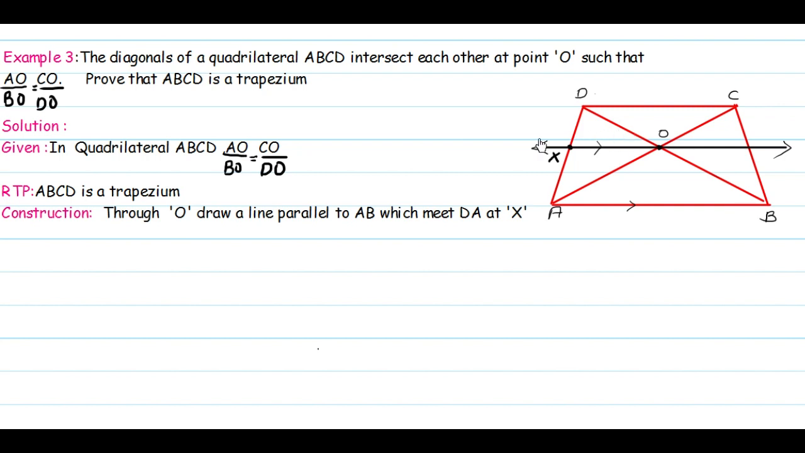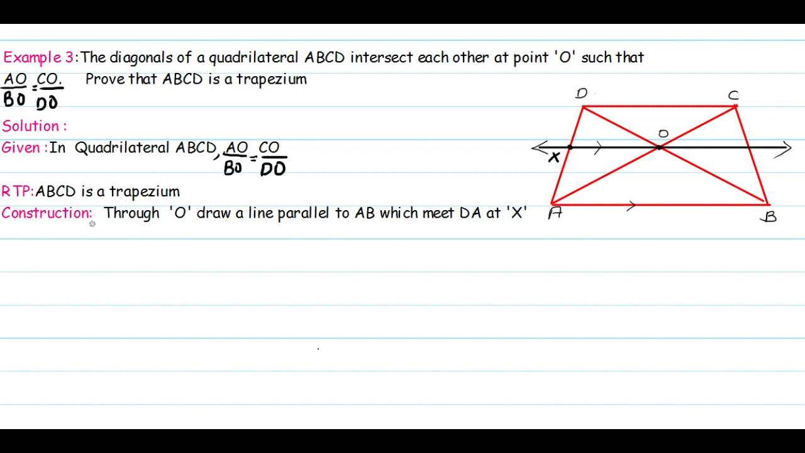So, let us solve this. First, let us write down the given data. It is given that ABCD is a quadrilateral, and it is given that AO by BO is equal to CO by DO. And what we are expected to prove? That ABCD is a trapezium. Now, what is a trapezium? A trapezium is a quadrilateral which has one pair of sides parallel. So, if we show that one pair of sides are parallel, we can prove that ABCD is a trapezium.